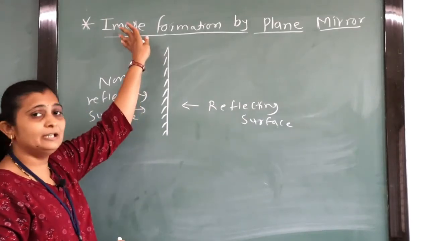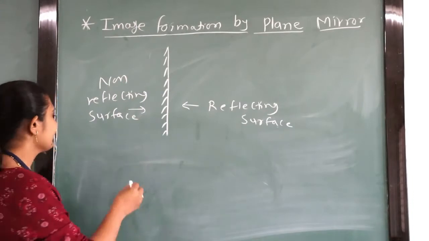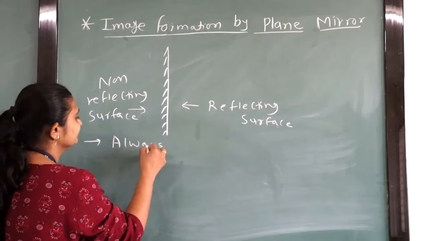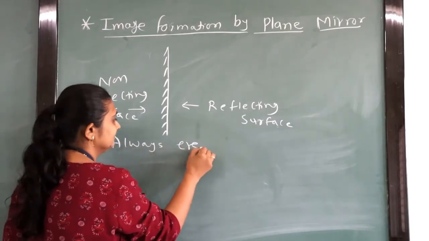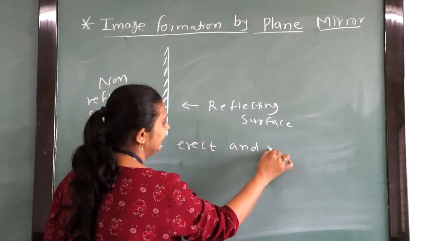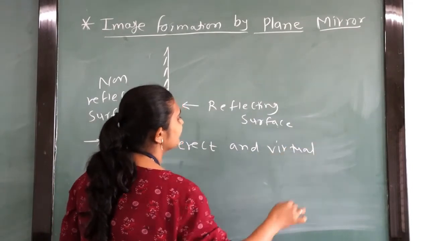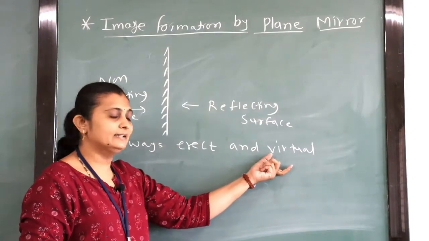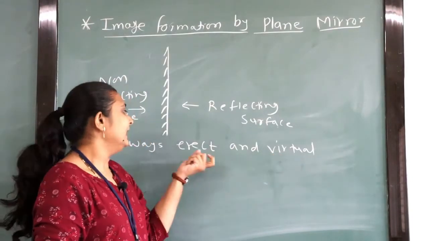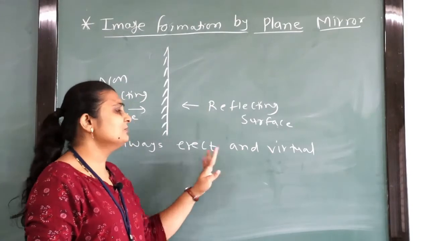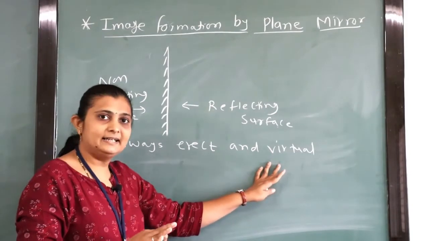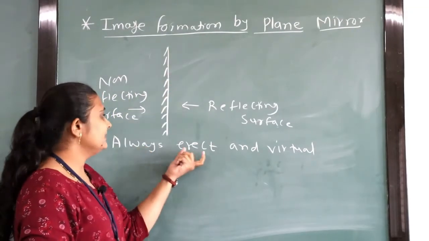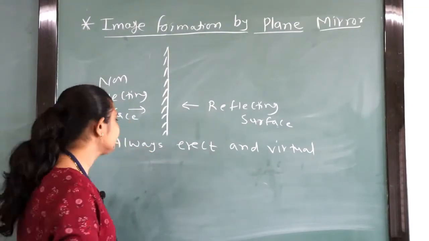Now how do we get an image from the plane mirror? First one, the image is always erect and virtual. Now what is the virtual image? That image which we cannot take on a screen is called the virtual image. Now the meaning of these two words, erect and virtual, we will see in detail in the next topic. Now the image obtained by the plane mirror is always erect and virtual.